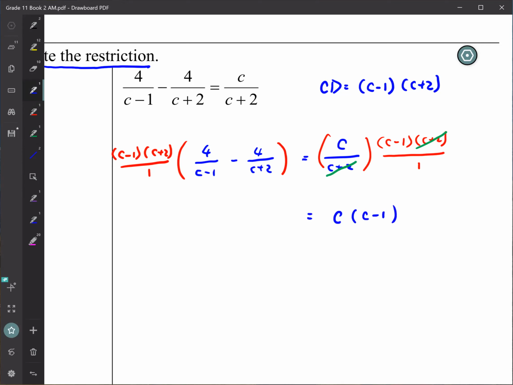Okay, and then on the left side is a little bit more work. You have two fractions on the left side. So when you multiply, you need to multiply one at a time. When you multiply with the first fraction, what cancels out? You sure? C minus 1. Yeah, C minus 1 will be gone, right? So you will be left with just C plus 2 and the 4, right? So we'll write that down.